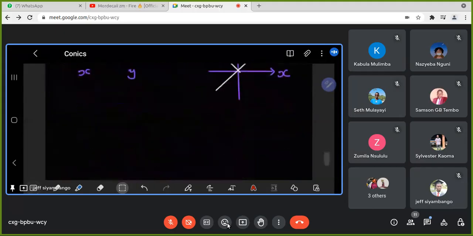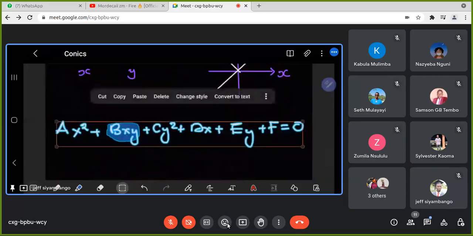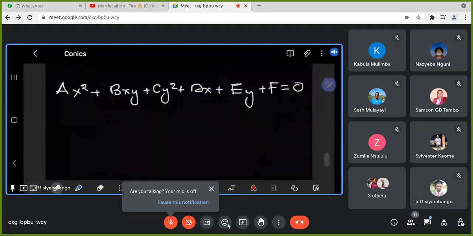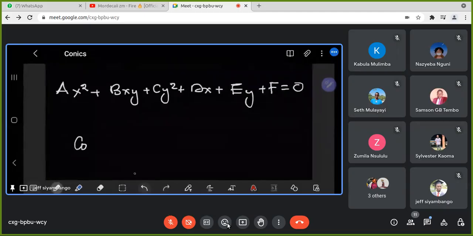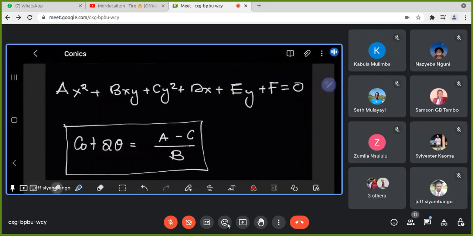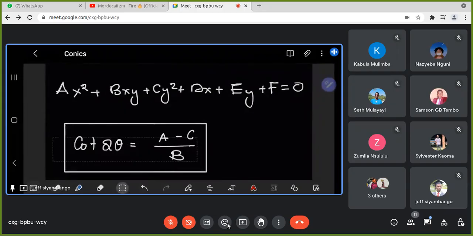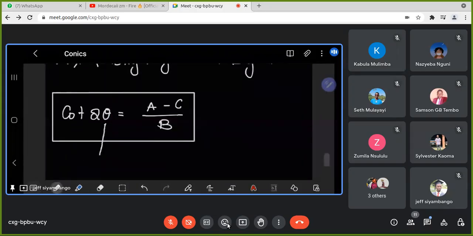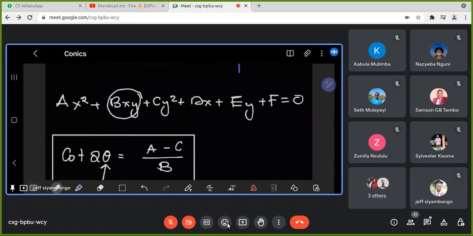So if you had a conic section given by this expression, how much do you have to rotate it so that the cross product gets eliminated? Well, to predict how much you have to rotate it, all you have to do is use cot 2 theta equals A minus C over B. Of course, you have seen how this expression is derived, so you can still derive it, but we'll just try to see how to use it. In this expression, theta is the angle through which we have to rotate the axis so that the cross product term disappears or becomes 0.